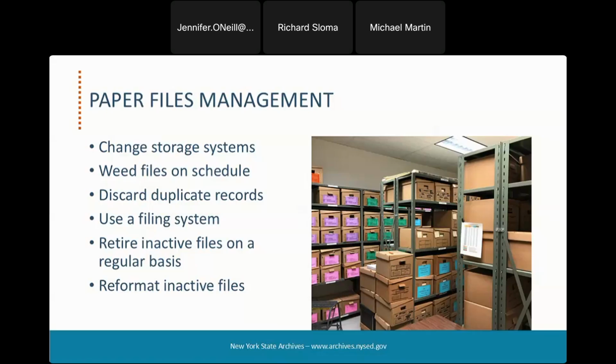There's an image on the slide of well-organized records in a storage area of boxes with open shelving. It shows color coding on the boxes, in this case for court cases. The color indicates the type of case and file, when the file is closed, and they're filed within the boxes by the case number. You want to retire inactive files on a regular basis so your office filing system isn't overwhelmed by records that are inactive. And of course, you can always reformat those inactive records.